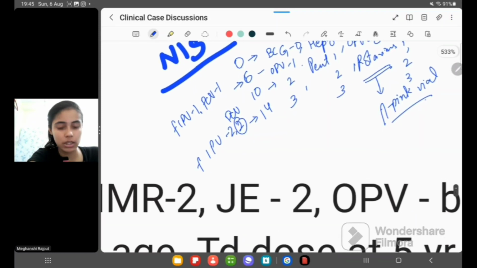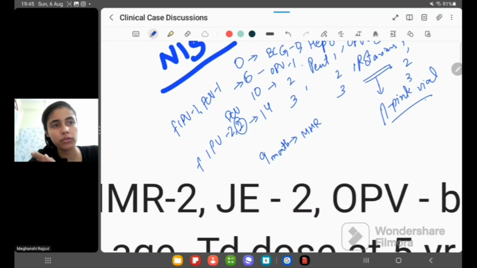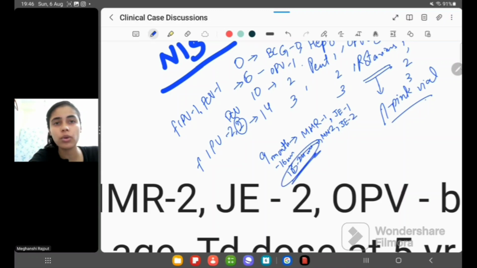Then when we move on from 6 and 14 weeks, we have 9 months. At 9 months, we give the MMR vaccine. Earlier it was MMR, then it was changed to MR, and now again in Delhi also it has been turned to MMR. So this MMR1, and along with MMR1, Japanese encephalitis in districts of Bihar and Jharkhand, is given from 9 to 16 months. Then from 18 to 24 months we give MMR2 and Japanese encephalitis 2, and all the boosters are given in this 16 to 24 month period.